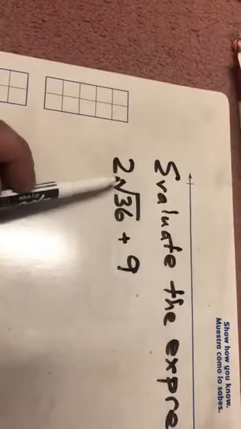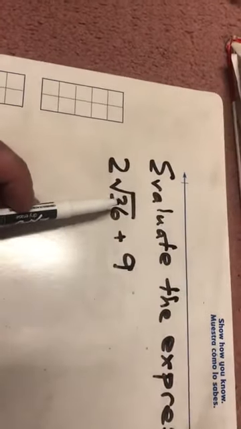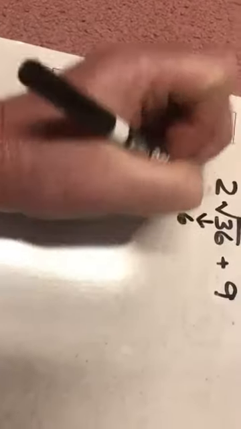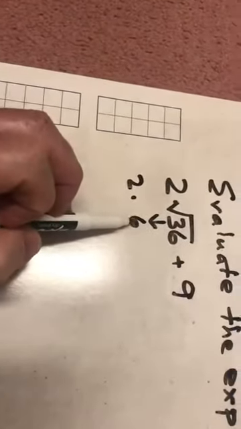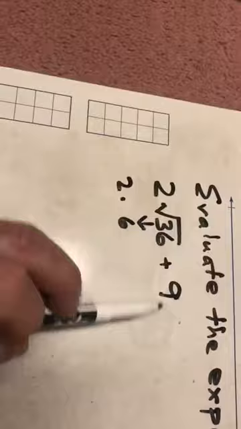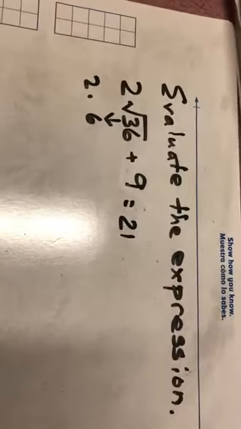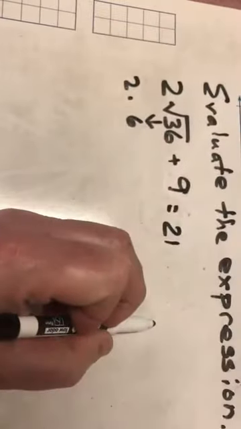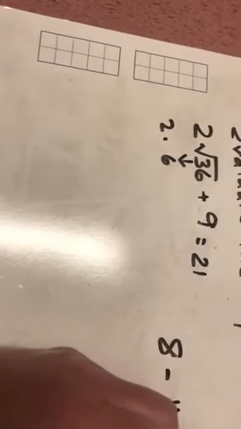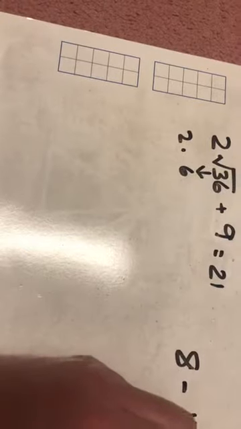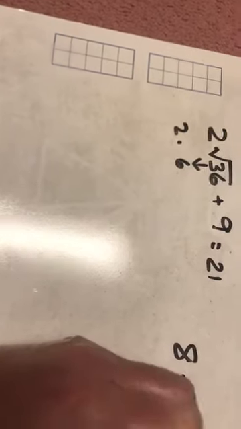So this is 6. So what this is 2 times 6. Okay? Since this is 6, it becomes 2 times 6. Well, 2 times 6 is 12. Then I do 12 plus 9. It equals 21. All right? So let's say, all right, I'm going to do 8 minus 11 and the square root of 25 over 121.